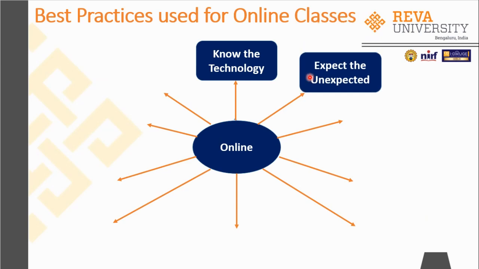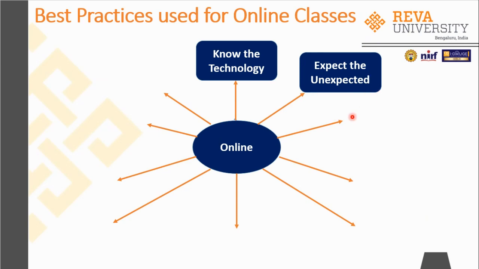Then expect the unexpected. What do you mean by this? Most of the time we come across unexpected things which we never expected. It means suddenly the technology fails. What should be done if the technology fails? Assume that you give links to the students for downloading the assignments. If that link is not working properly, students will not be able to download your assignments and they will not be able to write the answers. This is called technology failure.